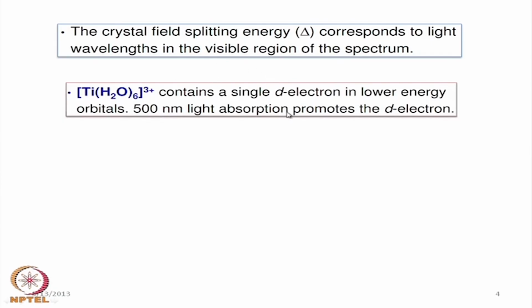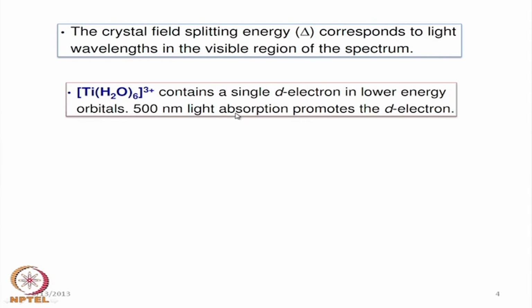So the 3d1 configuration belongs to the hexaaquatitanium(III) cation. This is the aqua complex of titanium in the trivalent state, which has one and only one d electron in the lower energy orbital, that means the T2G level. Absorption of 500 to 510 nanometer light can take place for the promotion of the electron from the T2G level to the EG level, and that is why titanium solutions show absorption in this particular region.